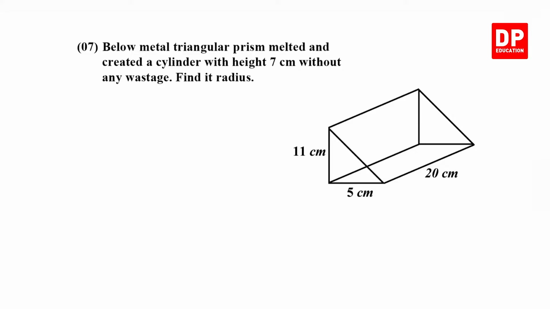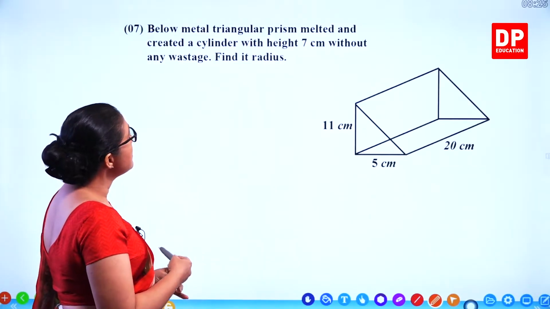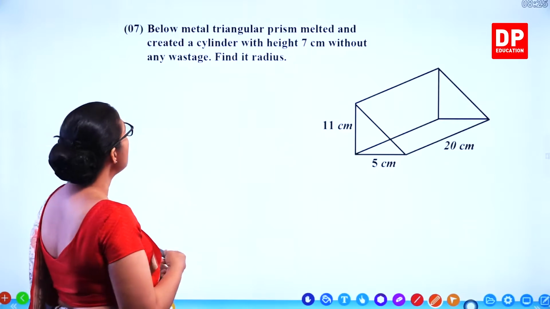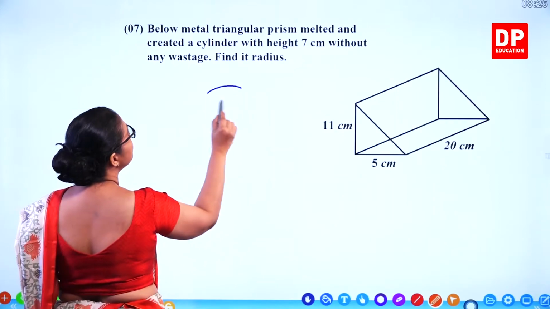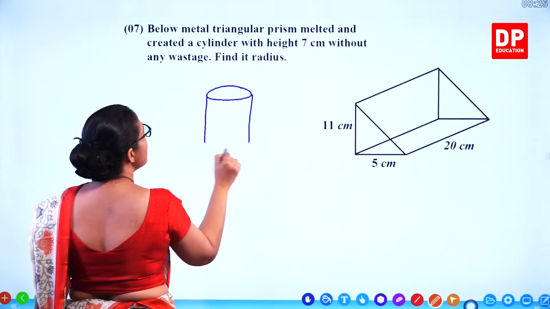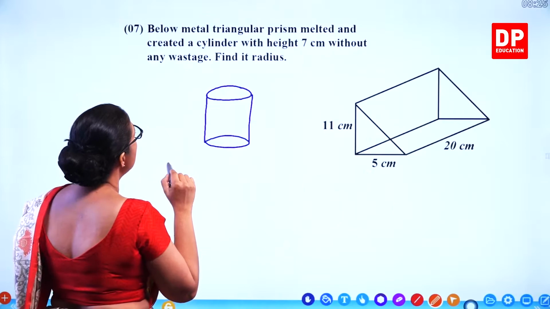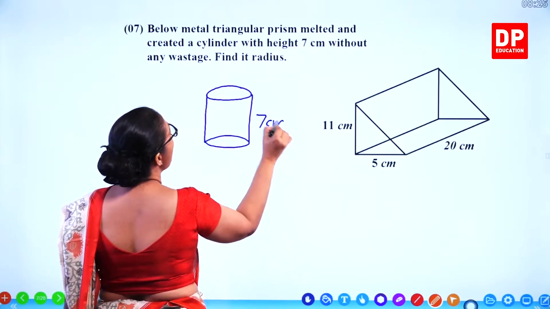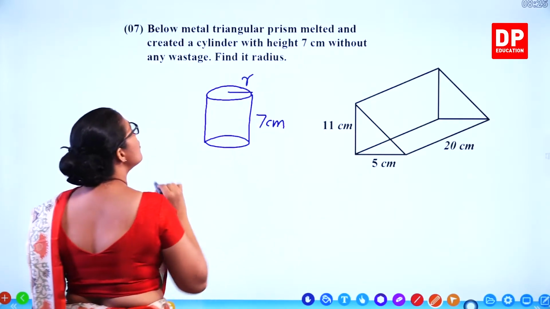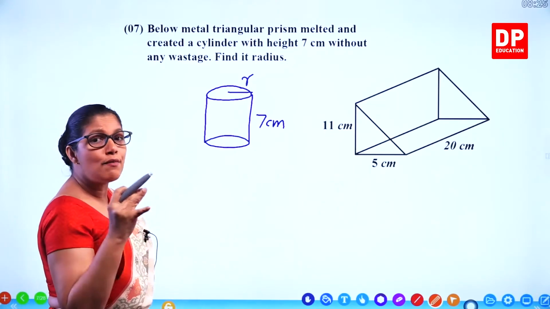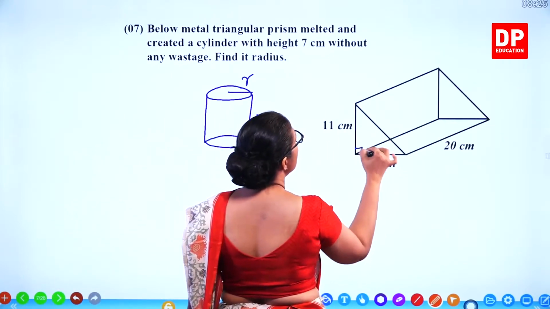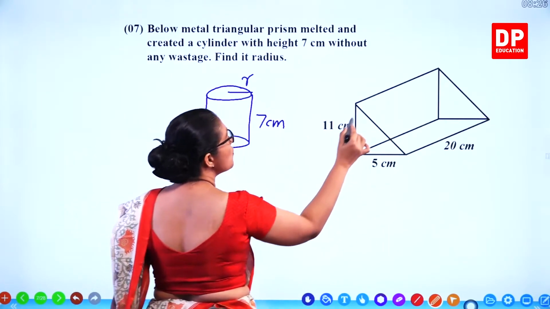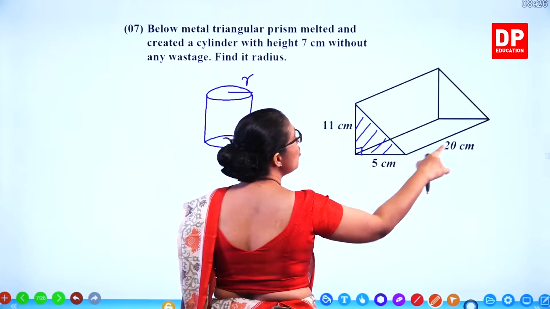Question number 7. Below metal triangular prism melted and created a cylinder with height 7 cm without any wastage. Find its radius. So you created a cylinder with height 7 and we don't know the radius, so we'll put R there. So what is the volume of this prism? So this is the cross section, 90 degrees. So first we can find out the base area into length.